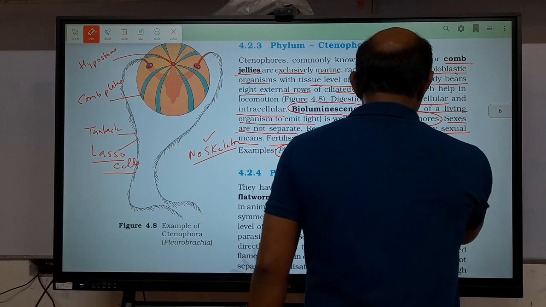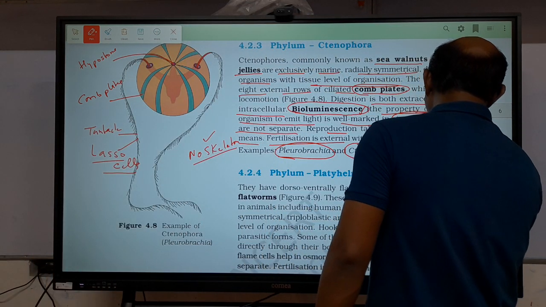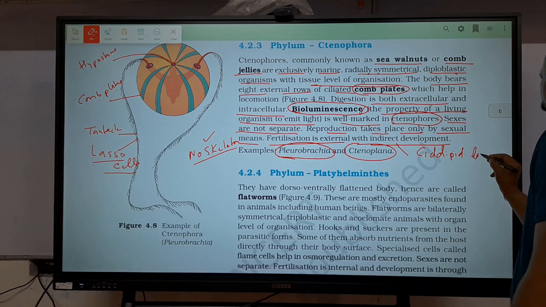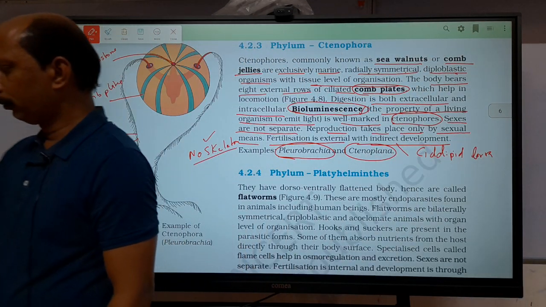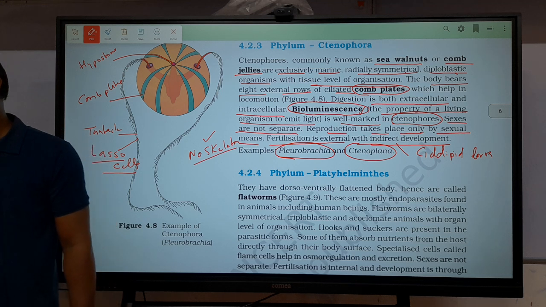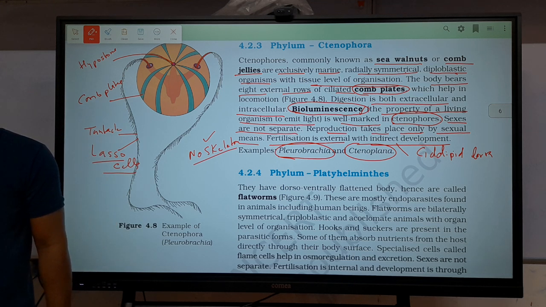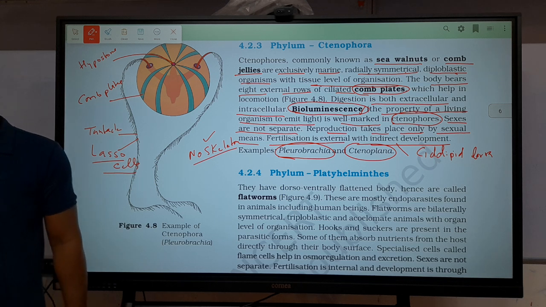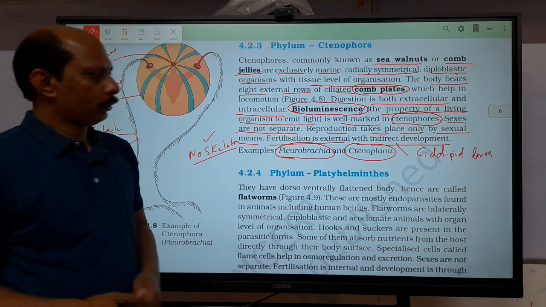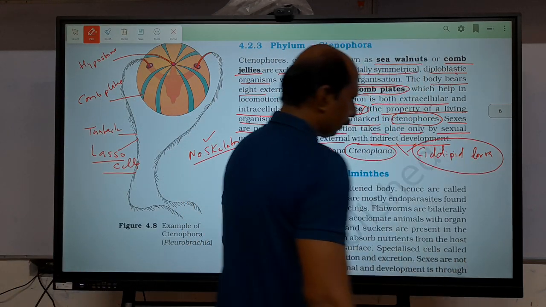Indirect means a larva is there, and this larva is the cydippid larva. The cydippid larva is a specific larva which is present in this case.